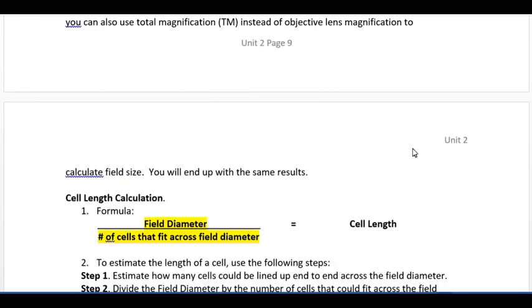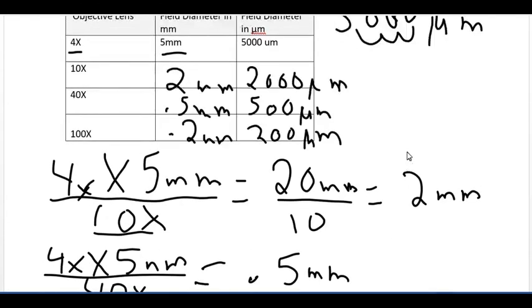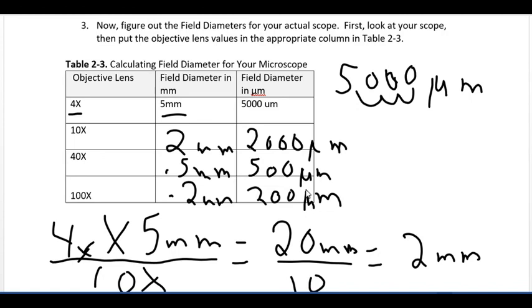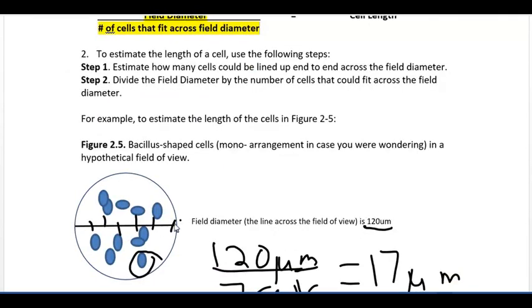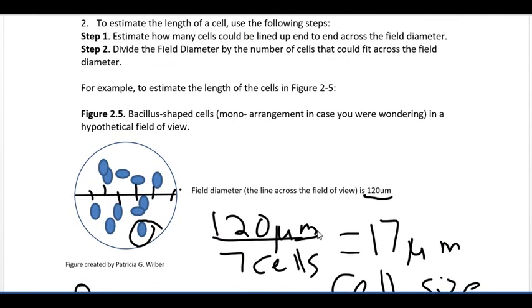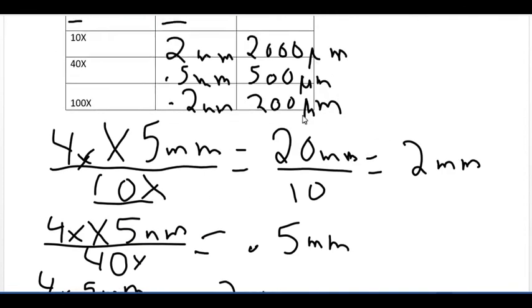So remember, once you've done the field size calculation, you can always go back to that table. Those numbers stay the same. The number that changes is that cell estimation, how many would fit across. But the top number, which would be your field size, we'd be using 200 on ours, will always stay the same.